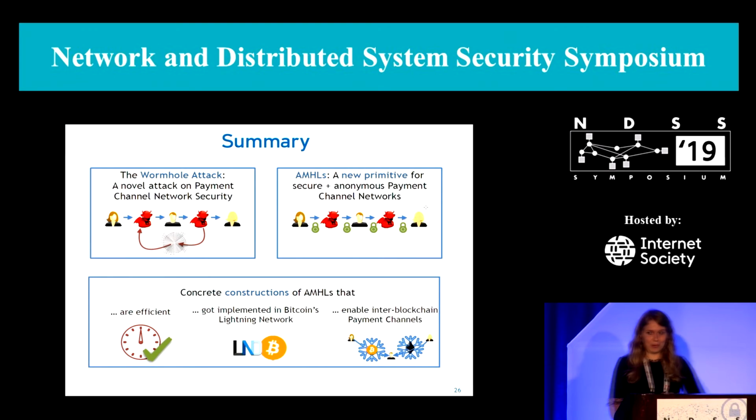So to sum up, we have seen the Wormhole Attack, which is an attack on the security of payment channel networks. We've shown how we can come up with a primitive and security definitions that prevent these security and also privacy issues. And then we show concrete constructions that are efficient, that can be implemented and are implemented in Bitcoin's Lightning Network, and that also enable intercurrency payment channel networks.